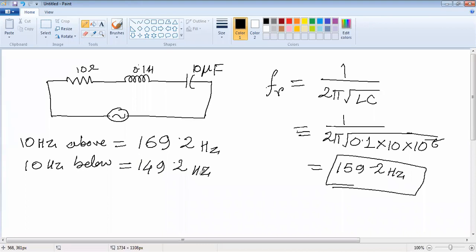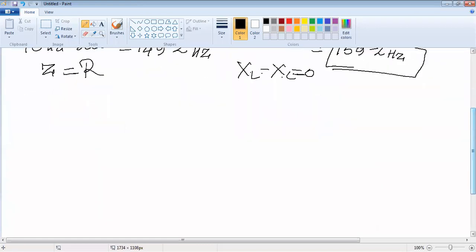The impedance at resonance is equal to 0 for the reactive part, because we have just seen that at the resonant condition XL equals XC. So ultimately it becomes R. Now the capacitive reactance at this condition.